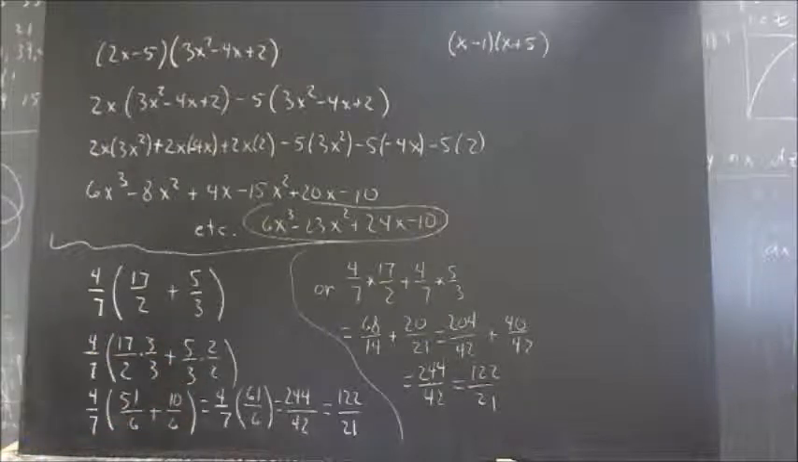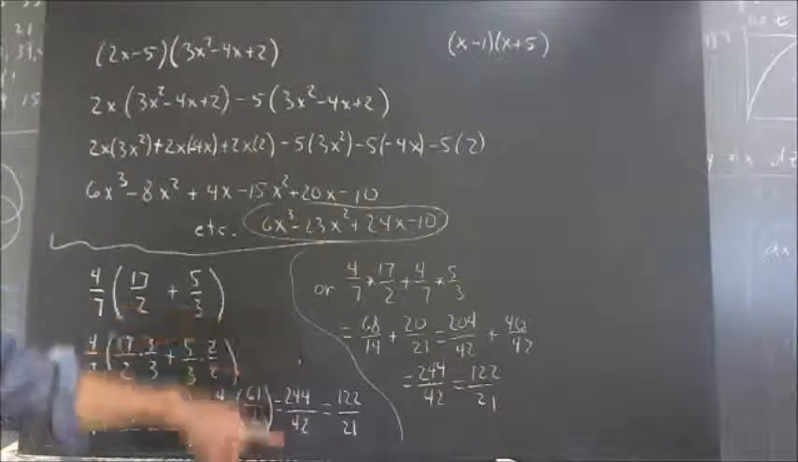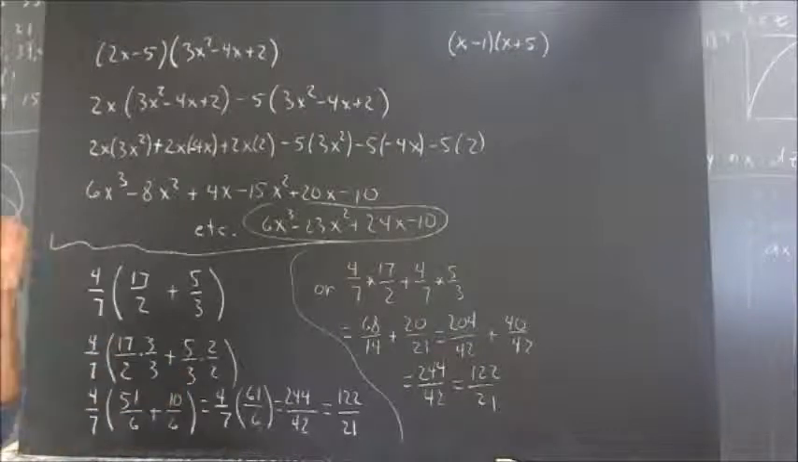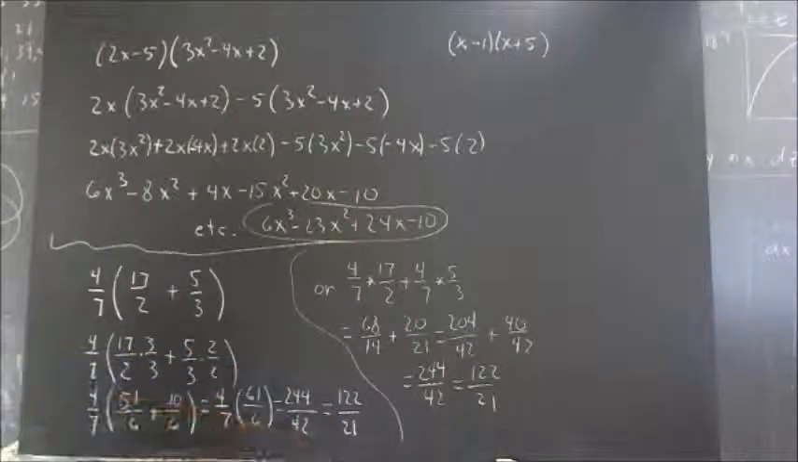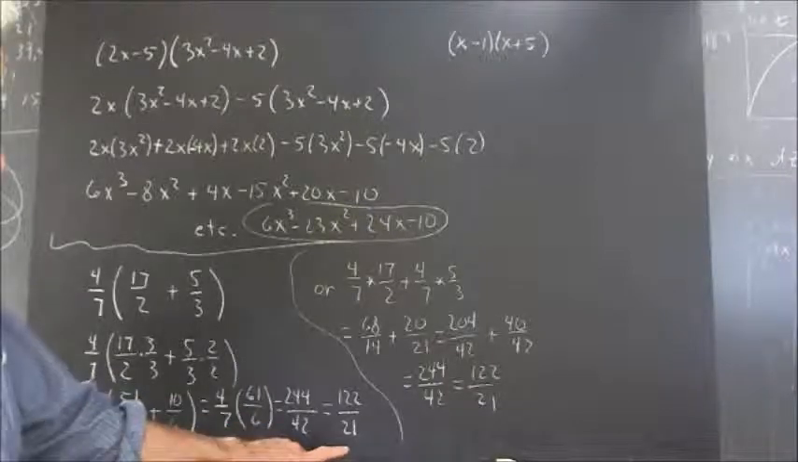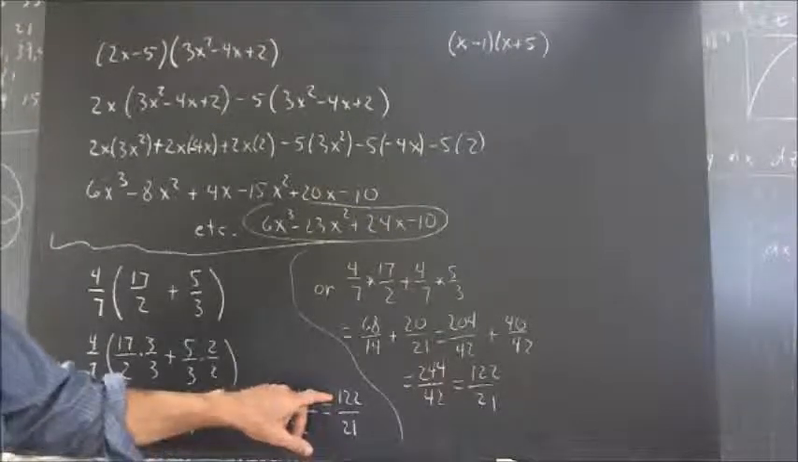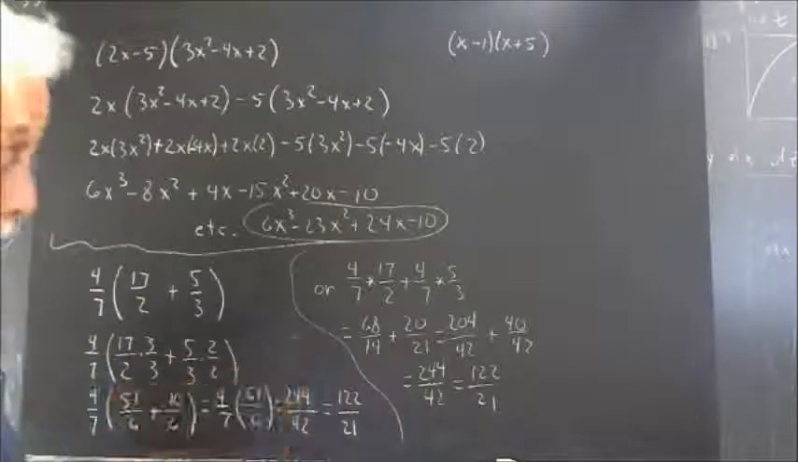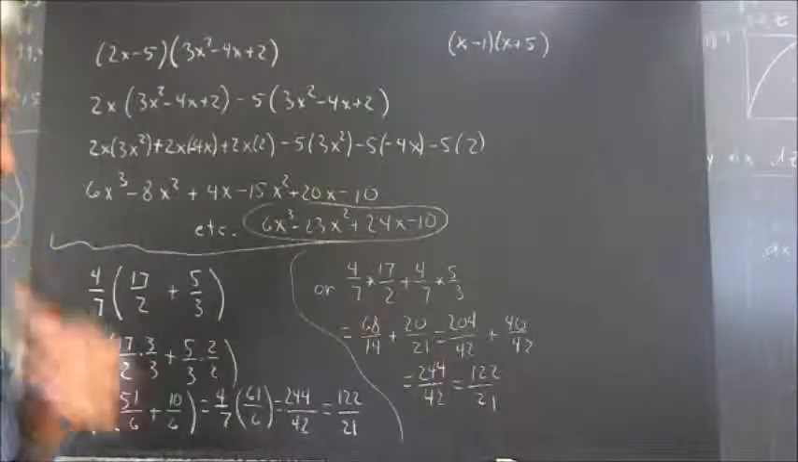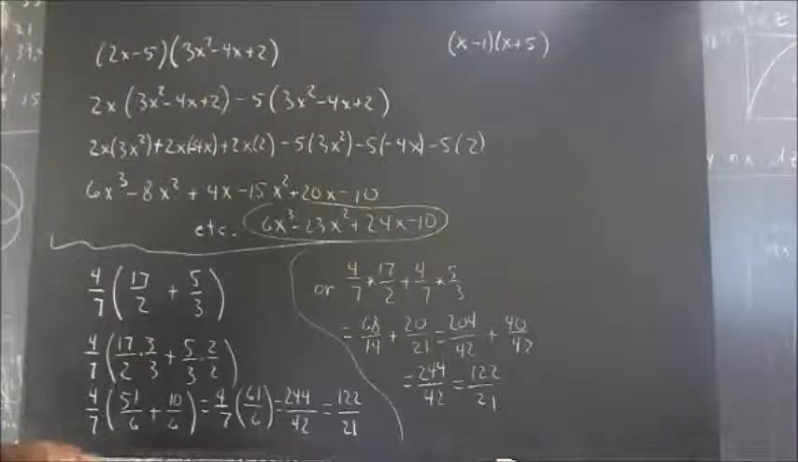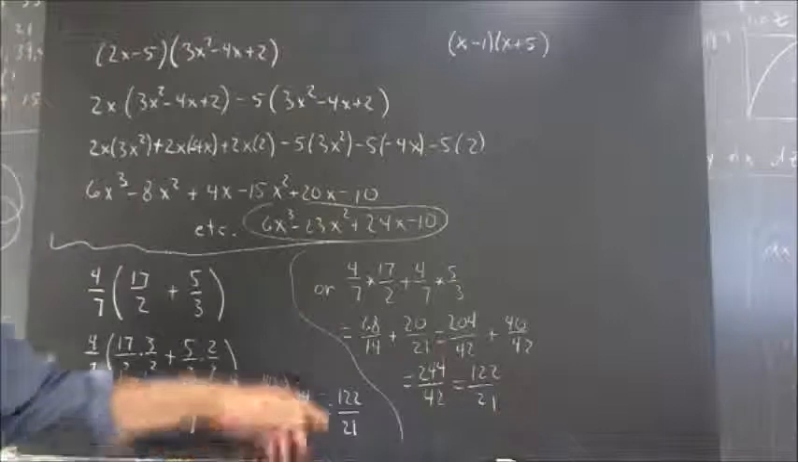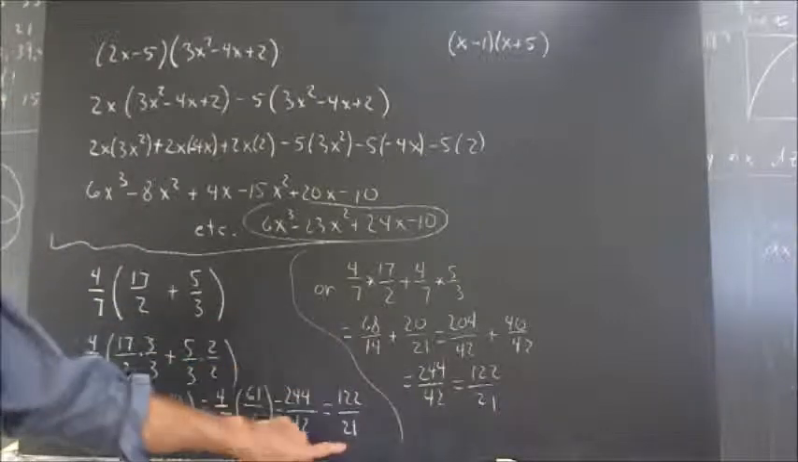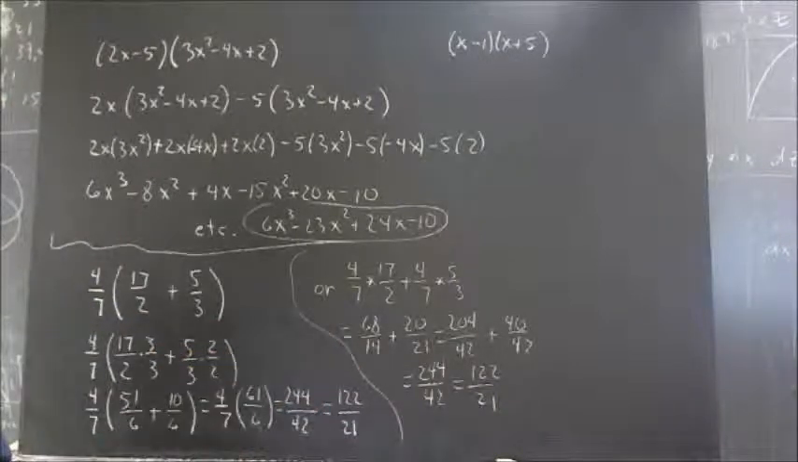Multiplying that by 4/7, we get 244 over 42, and we reduce that by dividing both numerator and denominator by 2. We get 122 over 21. 21 is 3 times 7. 3 goes into 120 with the remainder of 2, so 3 doesn't divide 122. 7 goes into 119, but not into 122. So 3 and 7 are not factors of 122, so this fraction's in lowest terms.